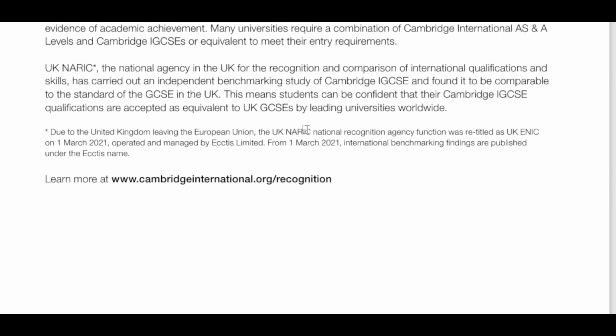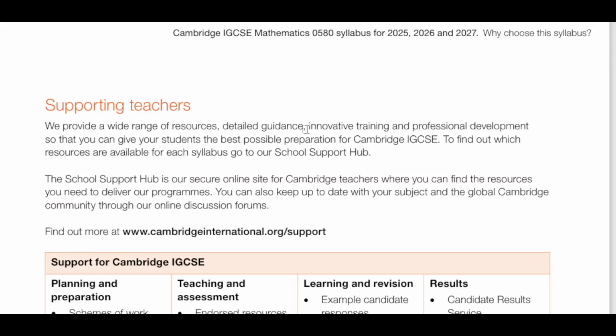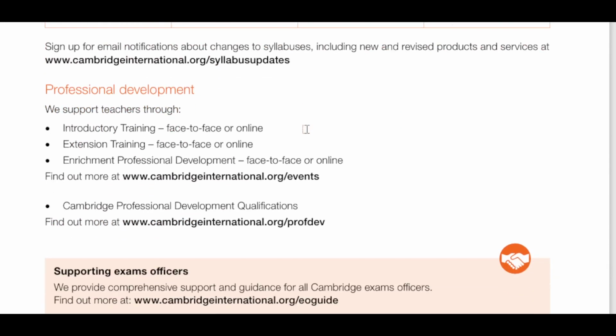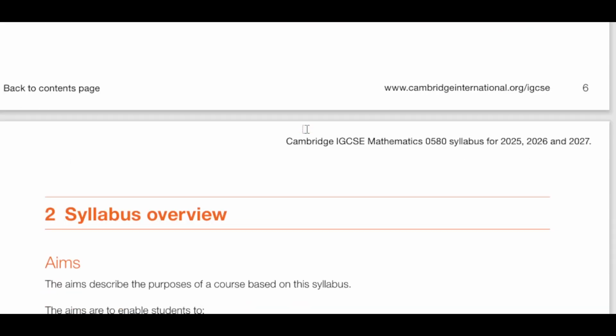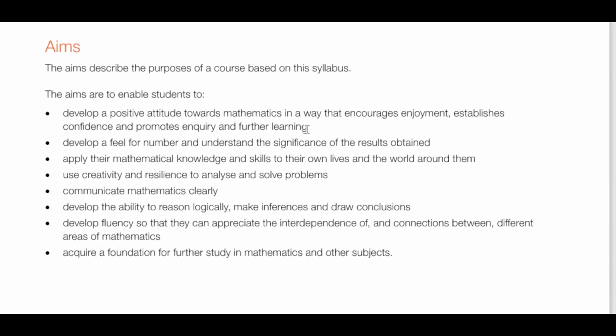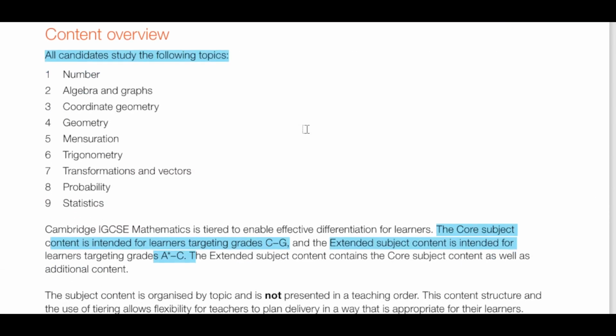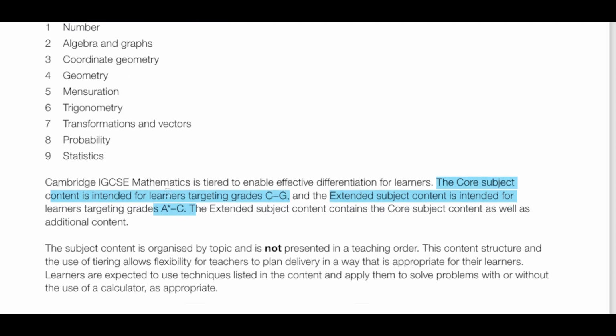And now I will go down here. This is the support for teachers, which is not for you guys, and then we have the aims. This is almost the same as the previous syllabus. And then here the content of the syllabus is divided into 9 main topics. We have numbers, algebra and graphs, coordinate geometry, mensuration, trigonometry, transformations and vectors, probability and statistics.